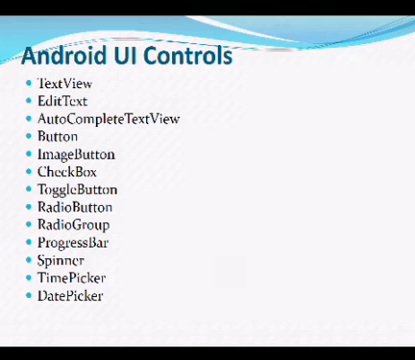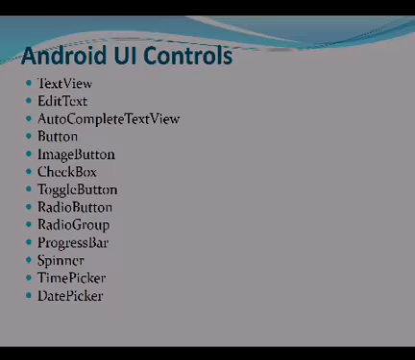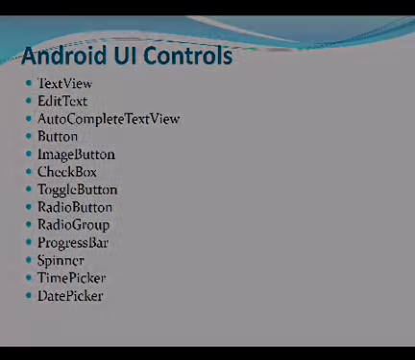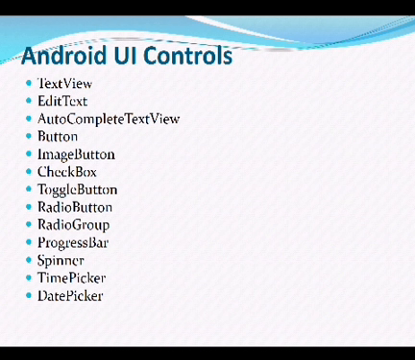Next we move on to the Android user interface controls. So these are the UI controls. It includes the text view, edit text, auto complete text view, button, image button, checkbox, toggle button, radio group, progress bar, spinner, time picker and date picker. So there are a number of UI controls provided by Android that allow you to build the graphical user interface for your app.